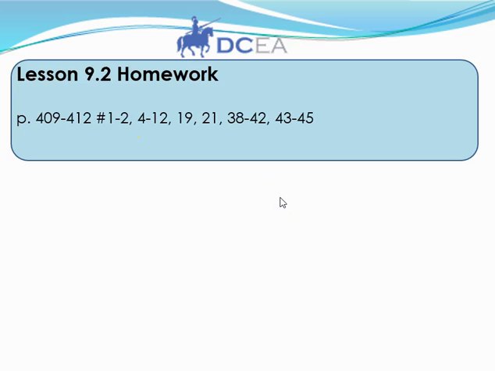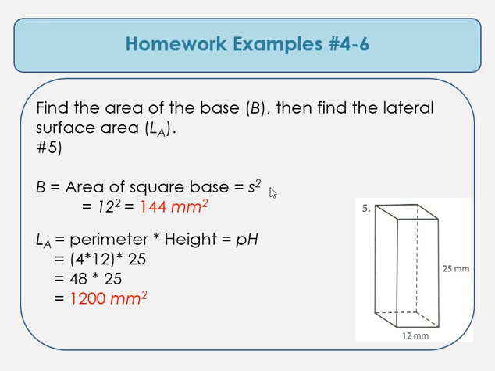Let's take a look at your homework. Lesson 9.2, we have numbers 1 through 2, 4 through 12, 9, 21, 38 through 42, 43 through 45. And let's take a look at some examples. So for homework examples, numbers 4 through 6, it says find the area of the base, then find the lateral surface area.